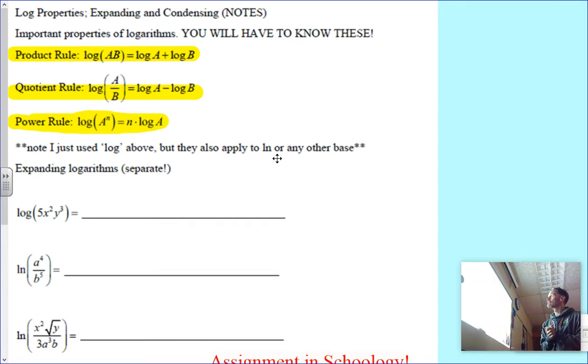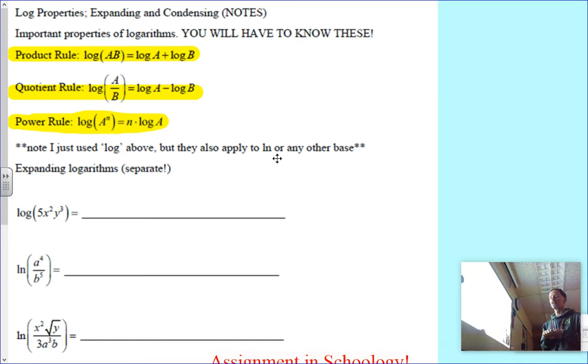So in today's video, we're going to continue with logarithms. And we're going to talk about the three main properties of logs. And there's three of them that are highlighted at the top of the screen right there: the product rule, the quotient rule, and the power rule.